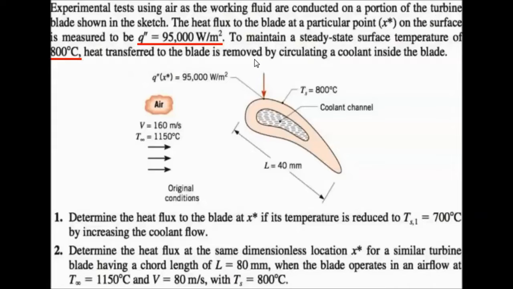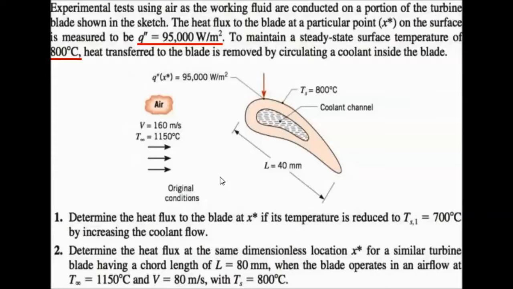heat transferred to the blade is removed by circulating a coolant inside the blade. So we have a coolant channel down here in order to do that. Let's take a little bit closer look at our diagram here. We can see there's our coolant channel. We have our surface temperature of 800 degrees C. We have our length L equal to 40 millimeters. We have our heat flux of 95,000 watts per meter squared. We have our ambient temperature over here for air, T sub infinity equal to 1,150 degrees Celsius. Velocity is given to us as 160 meters per second. And these are our original conditions.